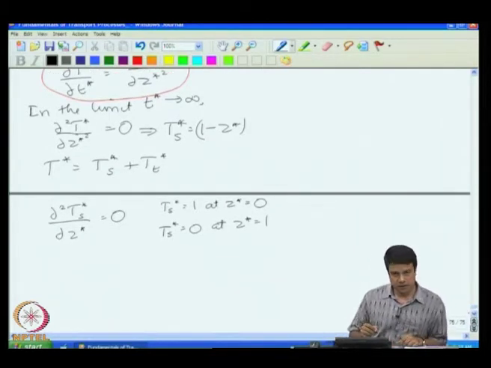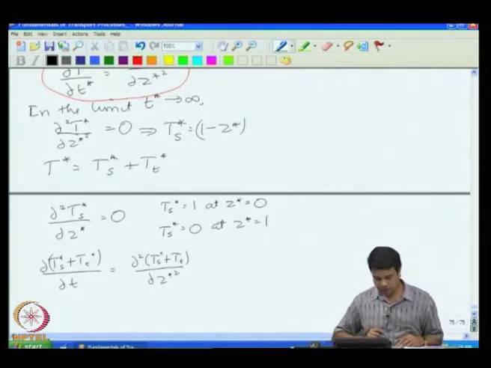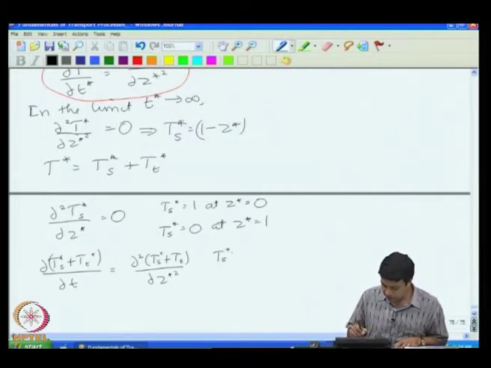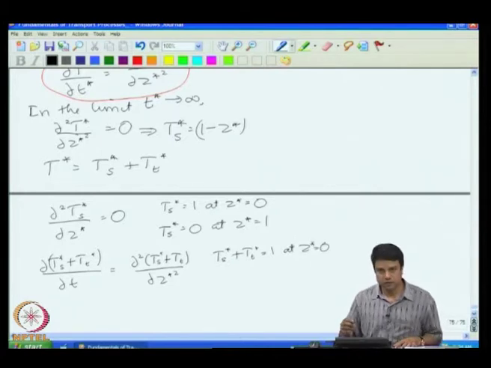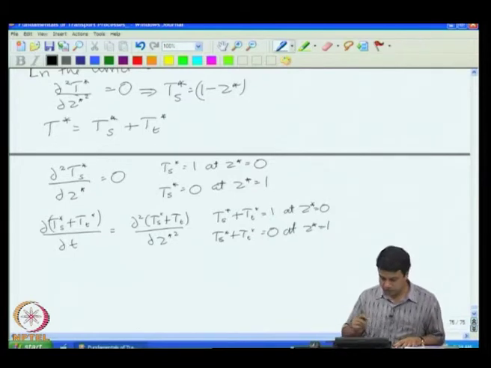So, T star is equal to T steady plus T transient, and it satisfies the equation d of (T steady plus T transient) by dt is equal to d square of (T steady plus T transient) by dz square. These equations are linear in the temperature. The total temperature field has boundary conditions T steady plus T transient is equal to 1 at z is equal to 0, and T steady plus T transient is equal to 0 at z is equal to 1.